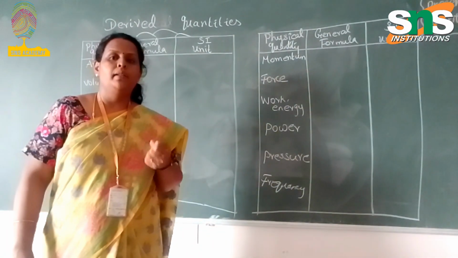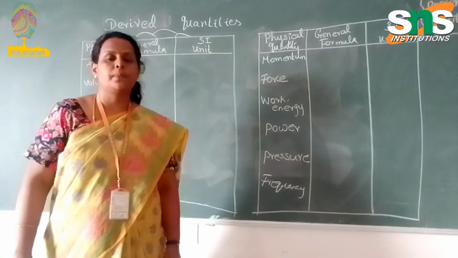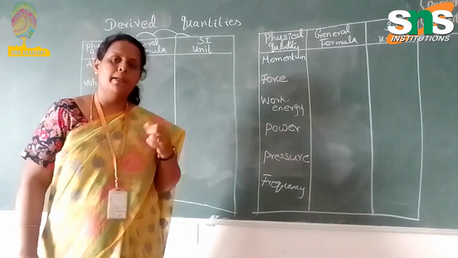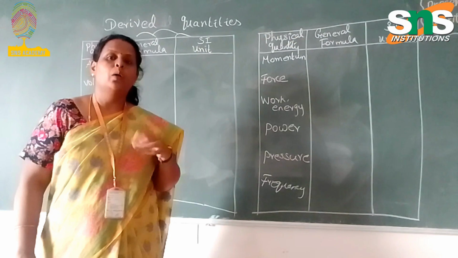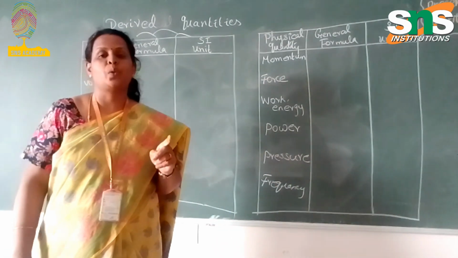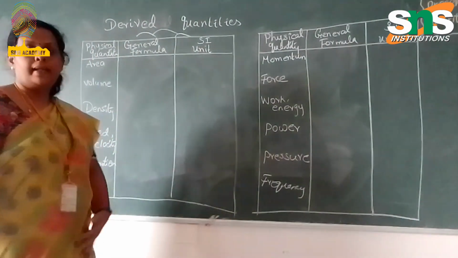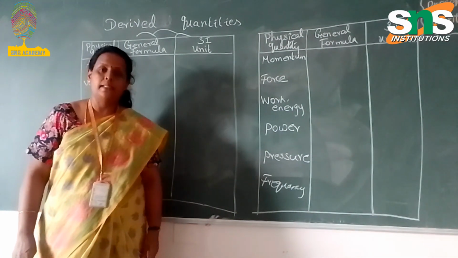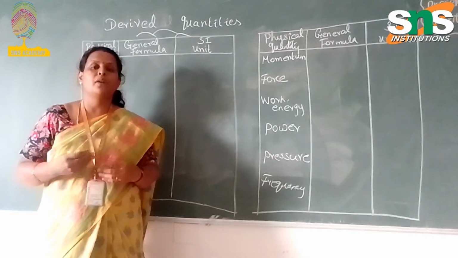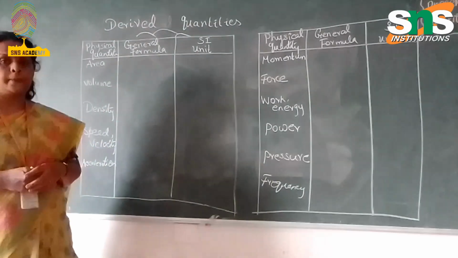Hi all, today in this video we are going to discuss derived quantities. In our previous video we discussed fundamental quantities, and the quantity which cannot be expressed in terms of other physical quantities is known as a fundamental quantity. Then what do you mean by a derived quantity? Yes, the quantity which can be expressed in terms of other physical quantities is known as a derived quantity.